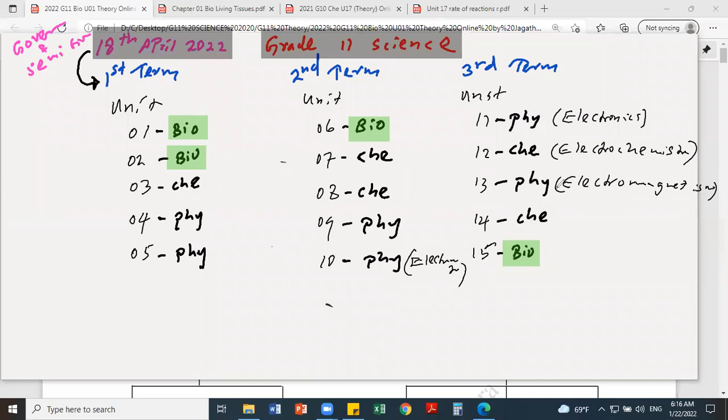So electronics, electrochemistry, electromagnetism, electricity, like that. So therefore these are the hardest lessons in the grade 11 work, the third term and second term. So this is the heat lesson, heat.